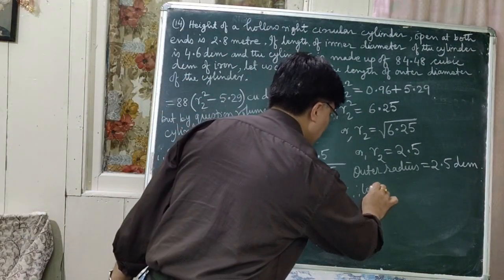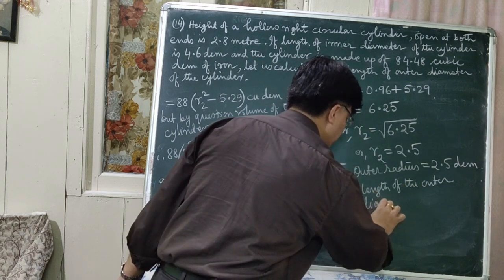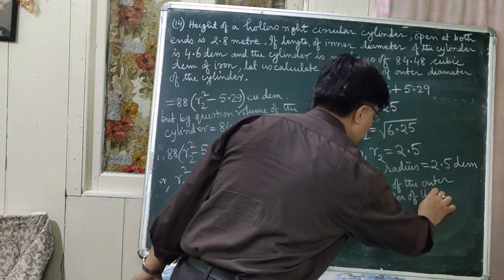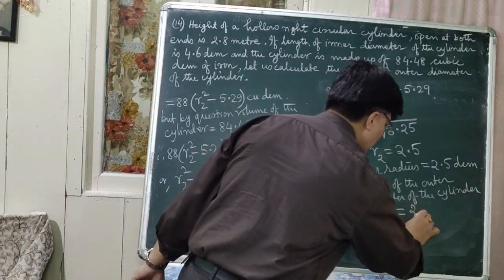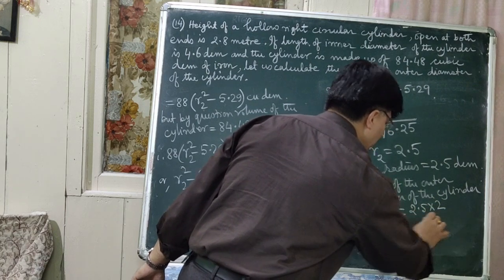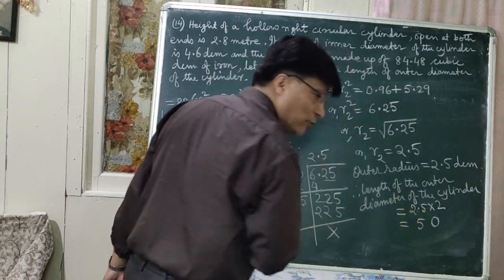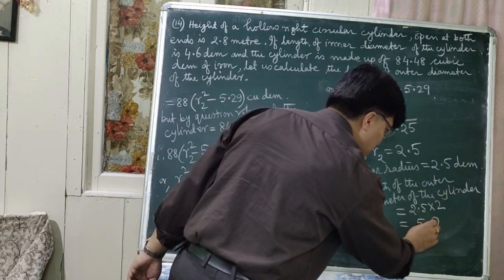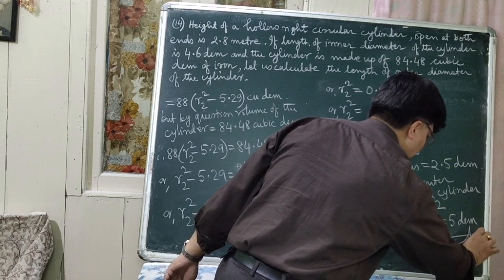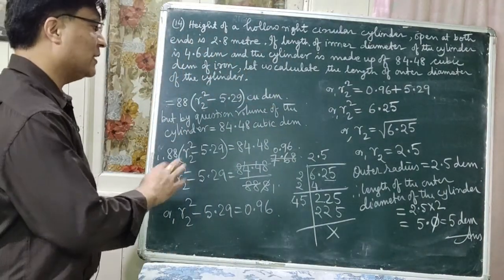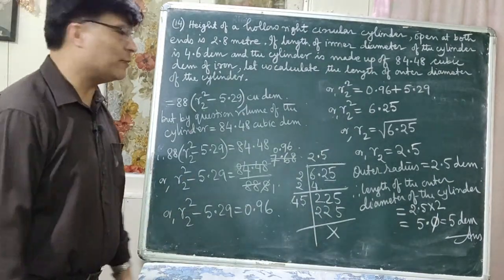So therefore, length of the outer diameter of the cylinder is equal to this 2.5 multiplied by 2. Right? So 2 5s are 10, 0, 1, 2 2s are 4, plus 1 is 5. So after the decimal point, there is only one figure. So you have to write the decimal point before 1 0. This 0 will be cancelled, which is equal to 5 decimeter. So this is the final answer. So what is the answer for the length of the outer diameter of the cylinder? It is 5 decimeter. So I think you have understood it. So you can copy it. We'll do the next question now.